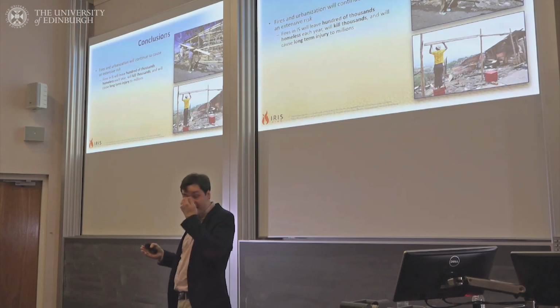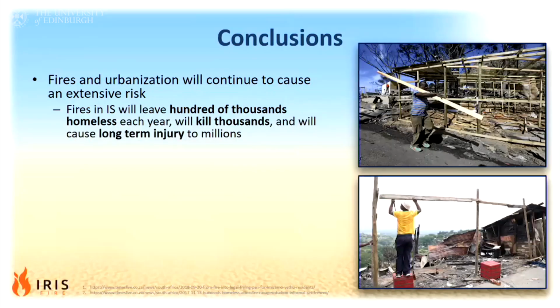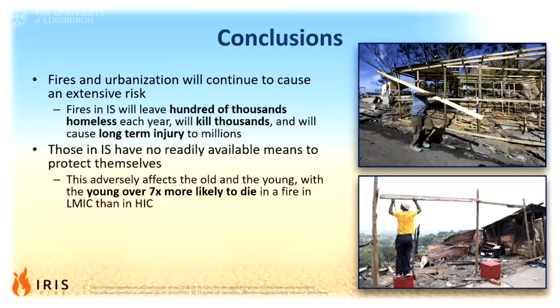So to conclude, I've run over time a little bit, so I think you'll forgive me. We have this massive risk when we think about urbanization and our low middle income country partners. Fires are going to continue to happen. They're not going to stop. In the UK, we have very good fire regulations. We still have 235 deaths a year due to fire. And it does affect hundreds of thousands of people each year.